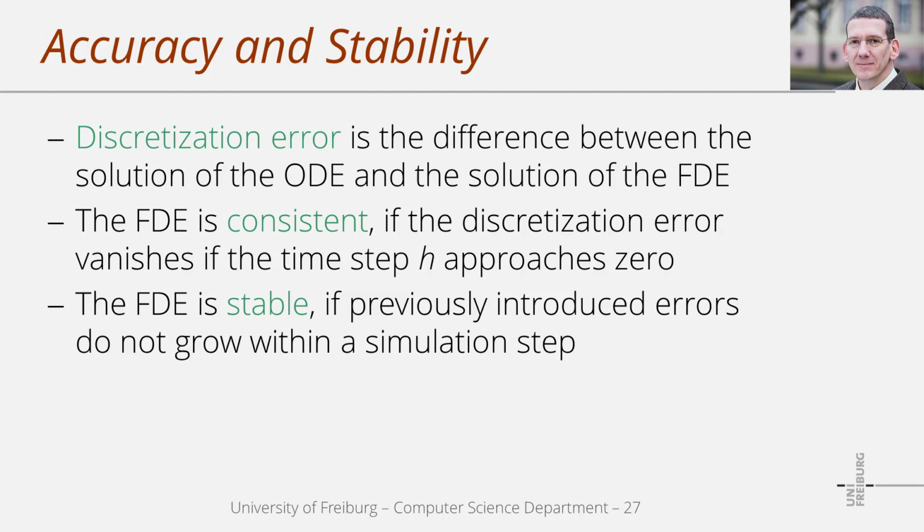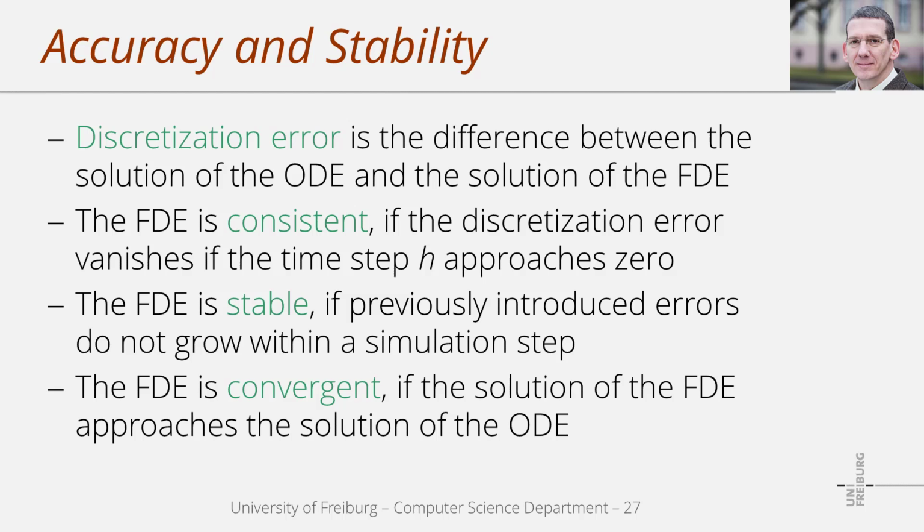We further say that the scheme is stable if previously introduced errors are not amplified within a simulation step. So in each step, we introduce an error. This error can be smaller or larger, but this is not a problem. Only if previously introduced errors are amplified, then the scheme is unstable. In practice, unstable schemes can be recognized by diverging positions and arbitrarily growing velocities, which we also call explosions. If a simulated object explodes, the employed scheme is unstable.